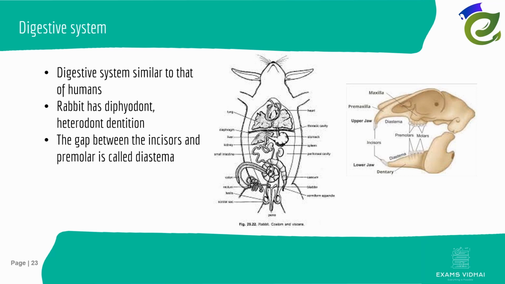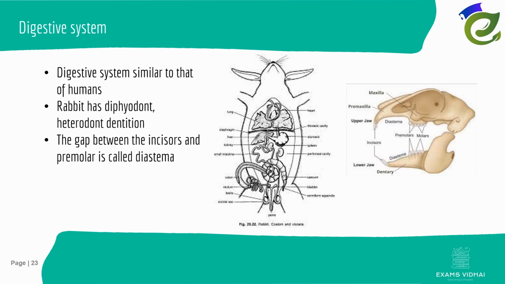And heterodont dentition basically refers to the presence of different types of teeth, like you have the incisors, canines, premolars, molars. And here, if you see between the incisors and the premolars, there's a region called the diastema. It is important because it helps in the mastication and chewing of food in herbivorous animals.